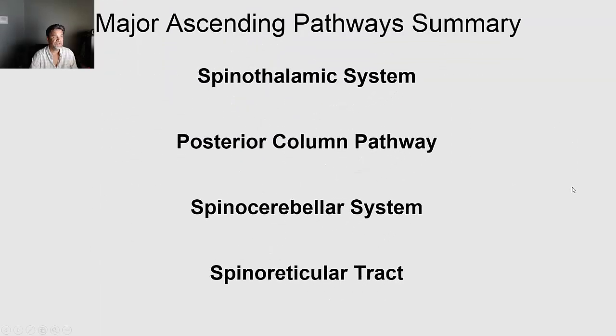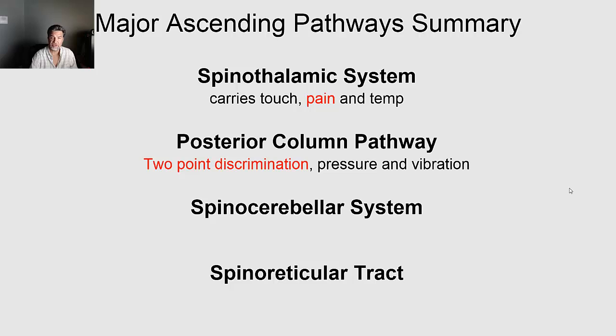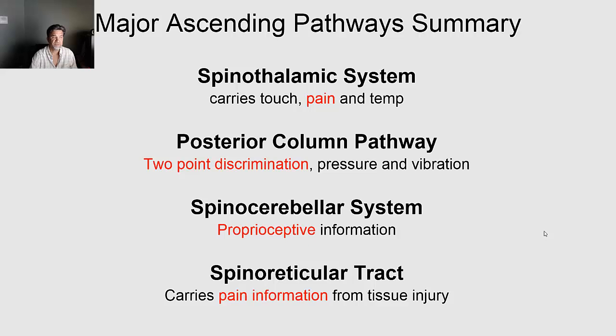So the summary here is, of these four tracts, the spinothalamic carries touch but mostly pain and temperature. Posterior column carries the 2-point discrimination information. In other words, very detailed information on touch and sensation, as well as deep pressure and vibration. Spinocerebellar carries proprioceptive information, and the spinoreticular is big time into pain. So you'll notice there are two pain pathways, and this is going to come about again when we discuss pain in a later chapter. There are two ways that it is handled. One is an emotional way, the other is a physical response to the pain.